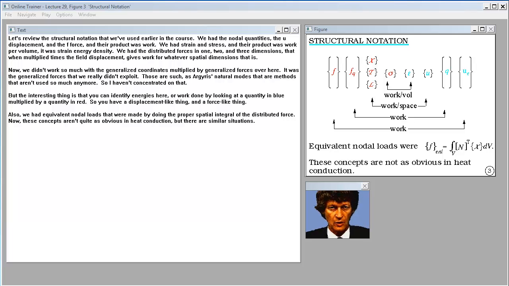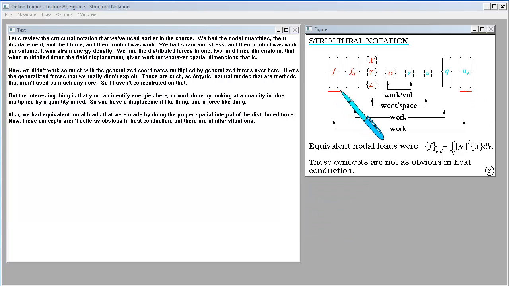Let's review the structural notation that we've used earlier in this course. We had the nodal quantities, the u displacement and the F force, and their product was work. We had strain and stress, and their product was work per volume. It was strain energy density. We had the distributed forces in 1, 2, and 3 dimensions that when multiplied times the field displacement gives the work for whatever spatial dimensions that is.